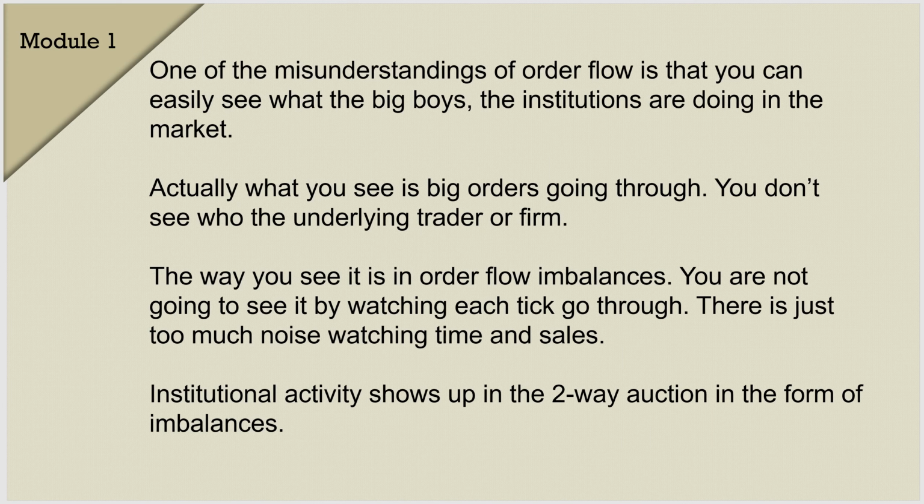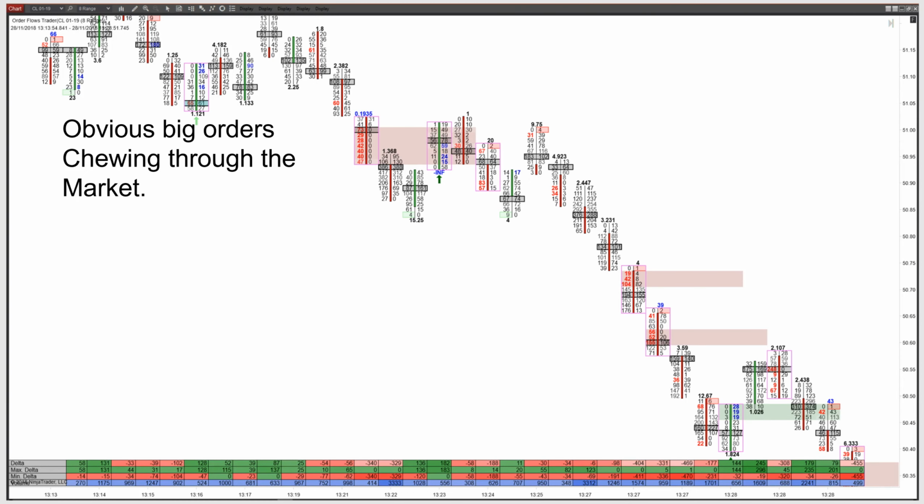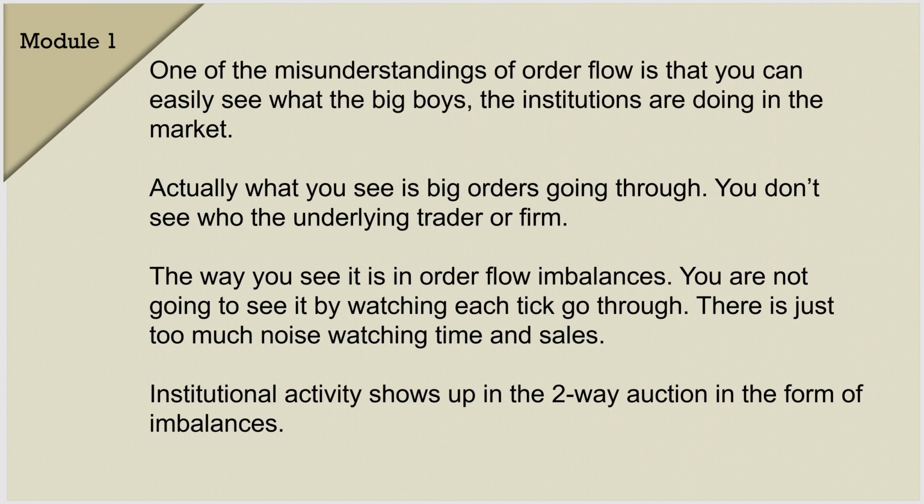And honestly, if you're looking at time and sales, or a trading dome, watching each tick go through, you become numb to it because you just see so much noise going through. You see 2 lots, 5 lots, 1 lot, 8 lots, 12 lots, 6 lots, 2, 3, 4, like that. But with the footprint chart, I think it gives you a better categorized view, taking that information and putting it into an easy to read format, as you're seeing on the footprint chart. Now, all activity, not just institutional activity, shows up in the two-way auction in the form of imbalances.